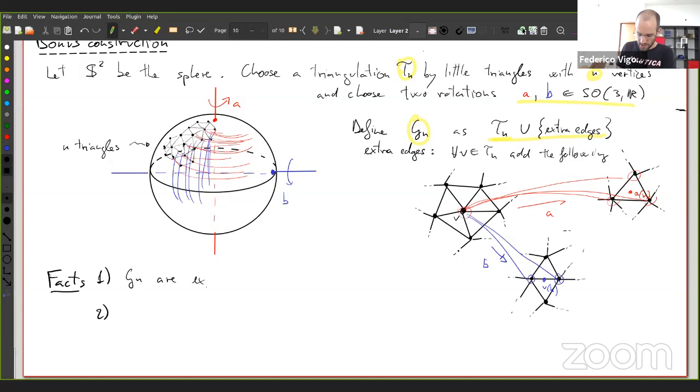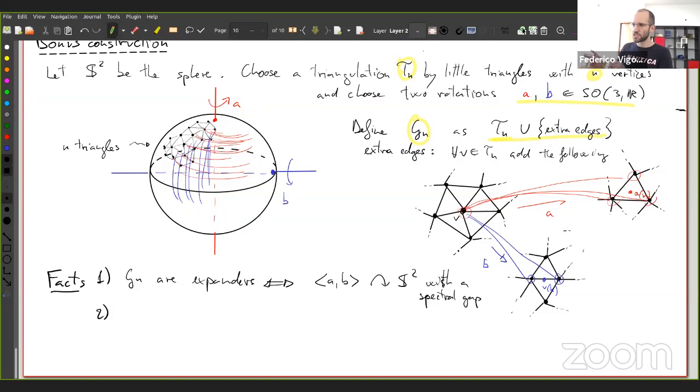if and only if the group generated by A and B acts on S2 with a spectral gap, which I don't want to define, but is very similar to this second largest eigenvalue. Again, you have an averaging operator and you look at the spectrum of that operator and you see if that spectrum has a gap, where spectrum means set of eigenvalues. Okay, so this is fact one. And then fact two is that there exist rotations A and B such that we have a spectral gap.